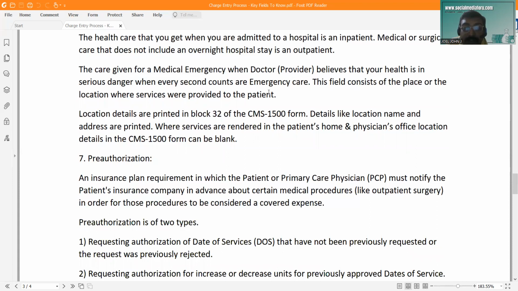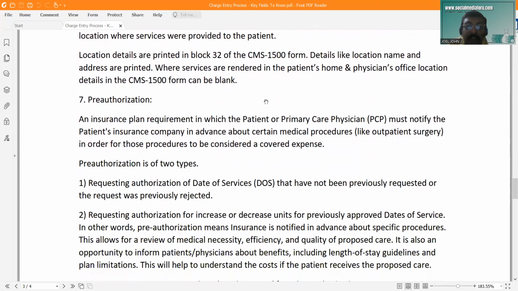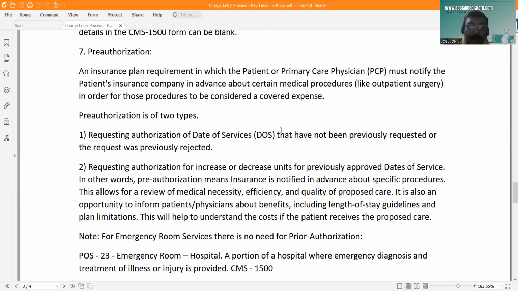This field consists of the place of service, or location where services were provided to the patient. Location details are printed in block 32 of the CMS 1500 form. Details like location name and address are printed. Where services are rendered in the patient's home or physician office, location details in the CMS 1500 form can be blank. For the patient home or physician office, that block can be blank. It's not mandatory, but may vary depending on some insurance. So also be careful about the payer you are working for.